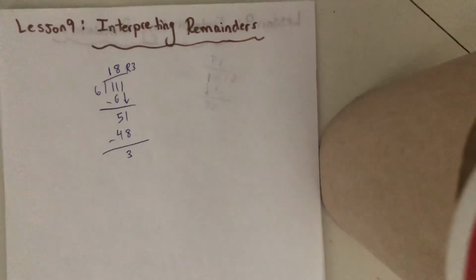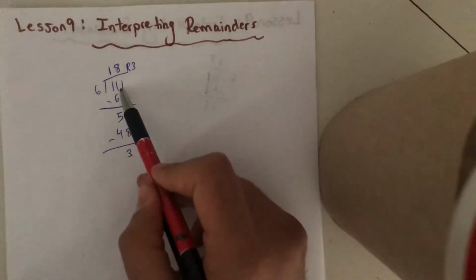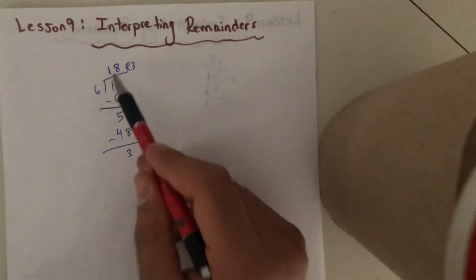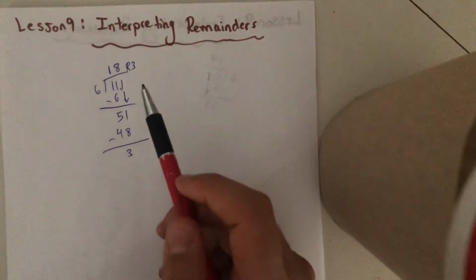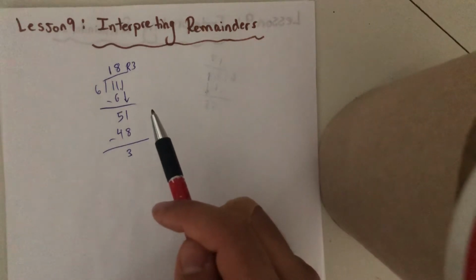Now, depending on the question that you have, you either round up, round down, turn it into a fraction, or turn it into a decimal. We shall see. So let's listen to this problem-solving question. 111 students went for a ride on the Super Coaster. Each car holds 6 people. How many cars did they need? If we divide 111 by 6, the answer is 18, remainder 3. So how many cars did they need?